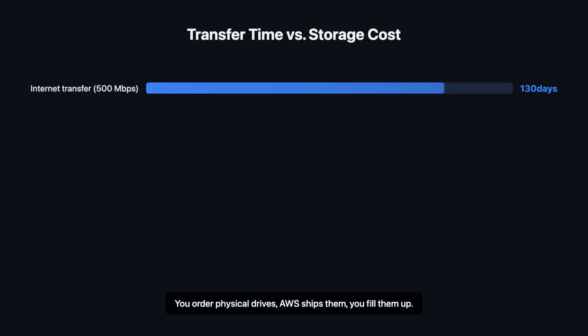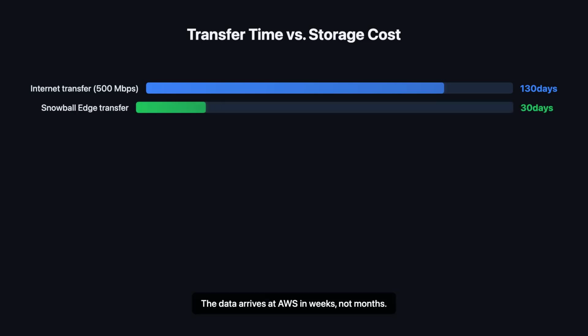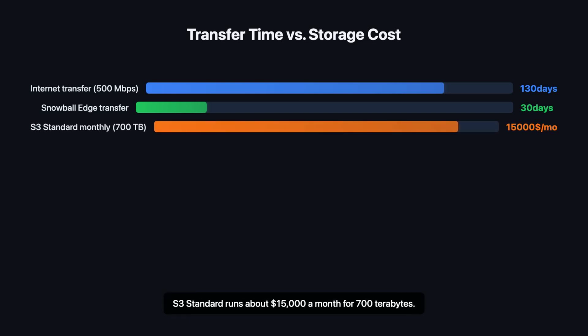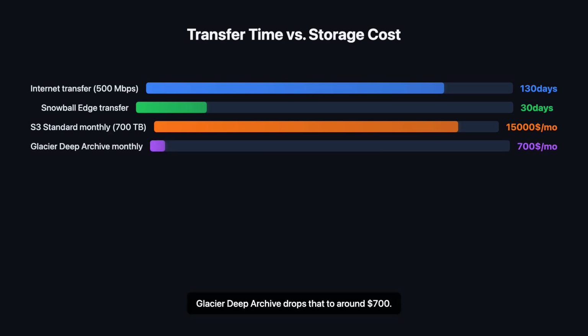You order physical drives, AWS ships them, you fill them up. The data arrives at AWS in weeks, not months. And once it's in S3, storage cost is the next trap. S3 Standard runs about $15,000 a month for 700 terabytes. Glacier Deep Archive drops that to around $700.